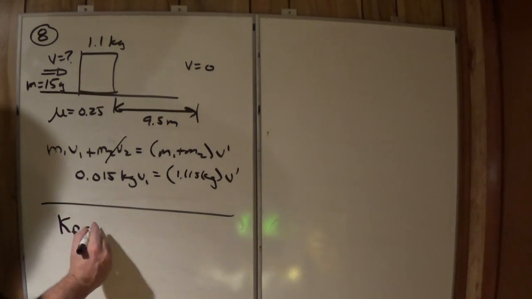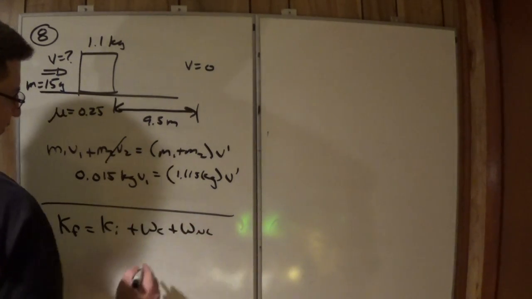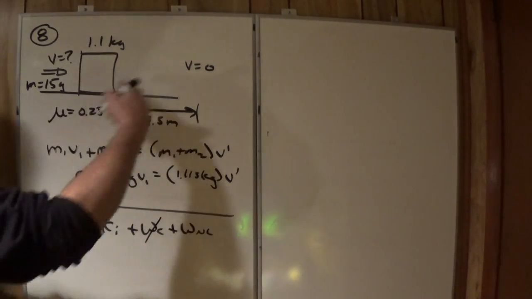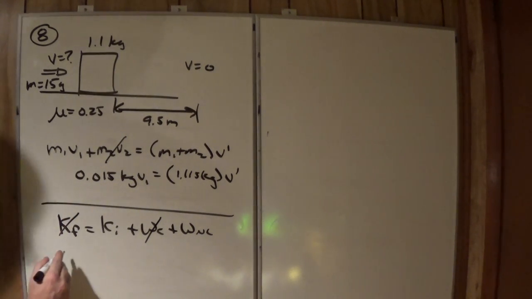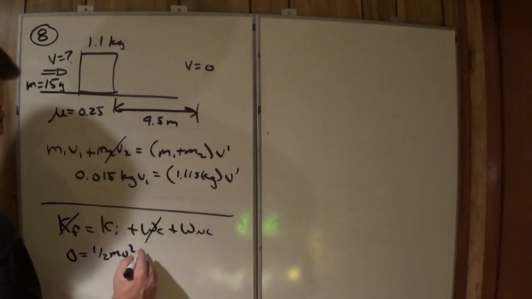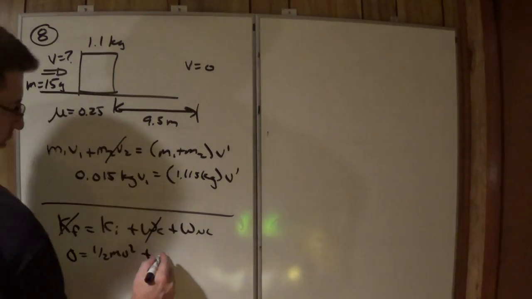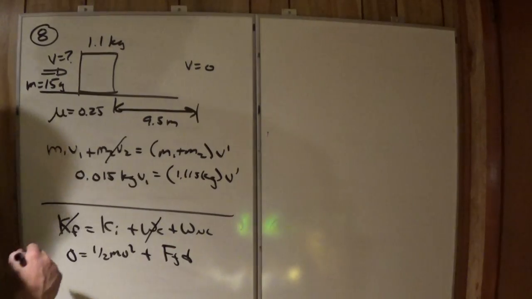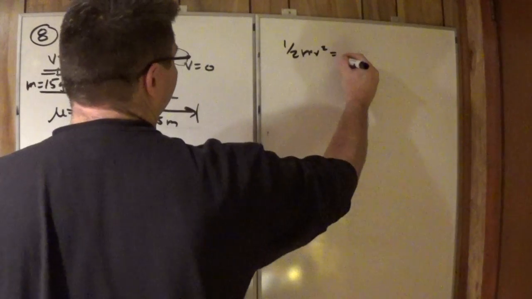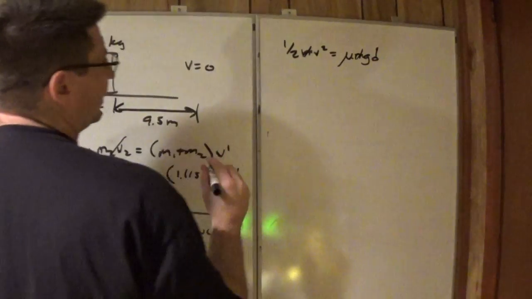So final kinetic energy is equal to initial kinetic energy plus conservative work plus non-conservative work. Of course, there's no springs and no gravitational influences here. And the final kinetic energy when it stops is 0. So 0 equals 1/2 mv squared plus, and now the only non-conservative work here is done by friction, so friction force times the distance. 1/2 mv squared is equal to mu mg times d. You see our mass really doesn't matter here.